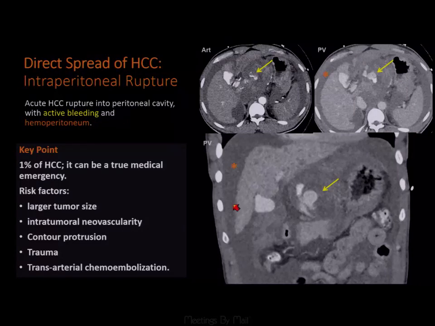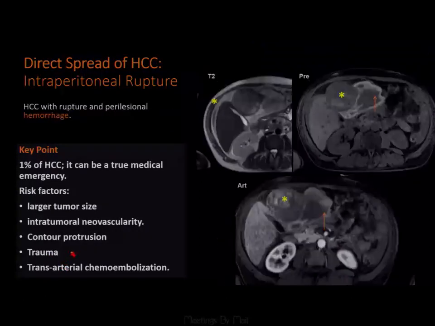Fortunately, it doesn't happen that often, but in the literature, up to 1% of HCCs present like this. This was a case of active extravasation from a presumably subcapsular lesion, like an exophytic lesion with hemoperitoneum. Usually the risk factors for this are a larger size of tumor, increased vascularity, subcapsular location with contour protrusion, and trauma. We have seen this in TACE, but usually they don't present with shock. This was a case where after TACE the patient presented with still viable tumor, but some perihepatic T1 hyperintensity, probably old blood.